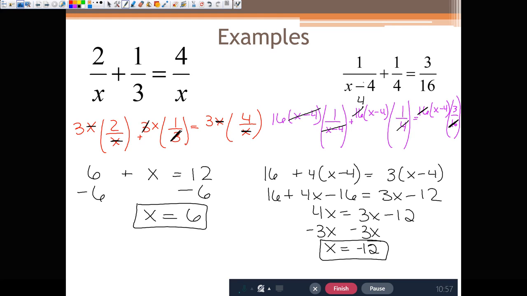Once we get to here, it's like a normal problem solving that we've been doing. So as long as you get this part and you get this part down, this part you can do on your own, okay? The part where we're solving. So I'm going to erase.